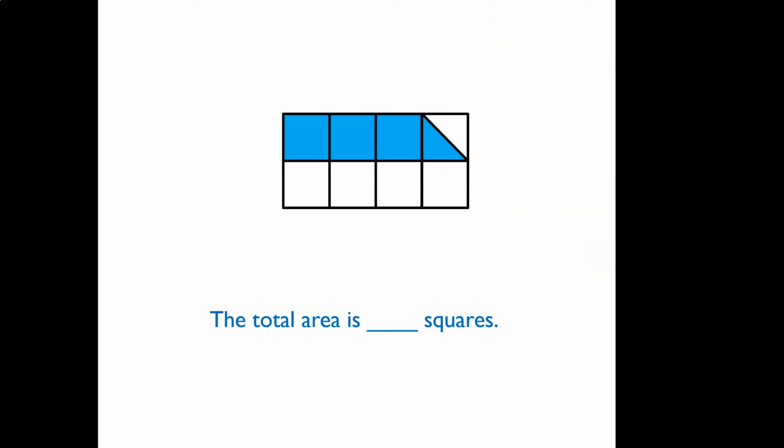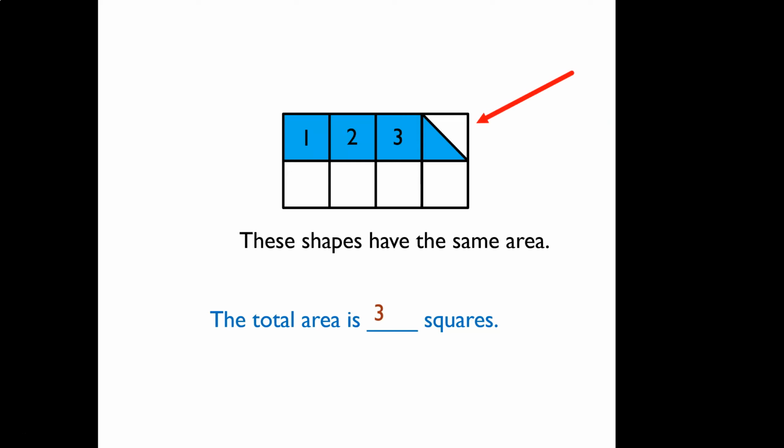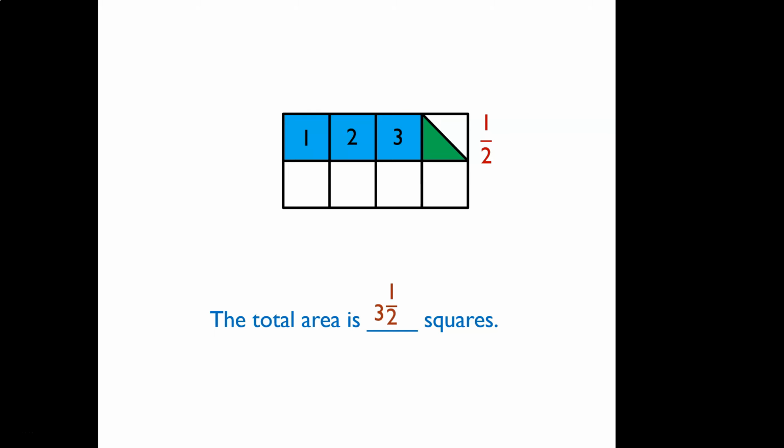How can we find the area of the part of the shape that is shaded blue? Well, we can start by counting the whole squares. These shapes have the same area, so the total area is 3 squares. But we also have half a blue square. That means the total area is 3.5 squares.